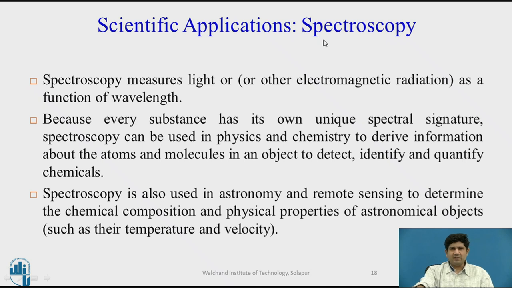Spectroscopy is again a very popular application for machine vision systems. So spectroscopy measures light or electromagnetic radiation, and it's basically used in astronomy and remote sensing to determine chemical composition and physical properties of astronomical objects. In fact, there is a dedicated branch within machine vision which is meant for astronomy and astrophysics.